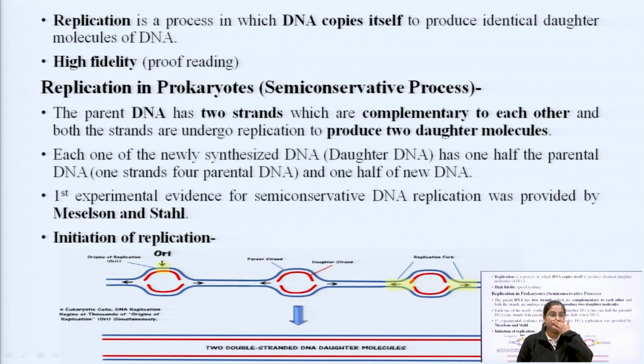Then, how does this replication process happen? Replication is a process in which DNA copies itself and produces identical daughter molecules of DNA. It should be done with high fidelity.